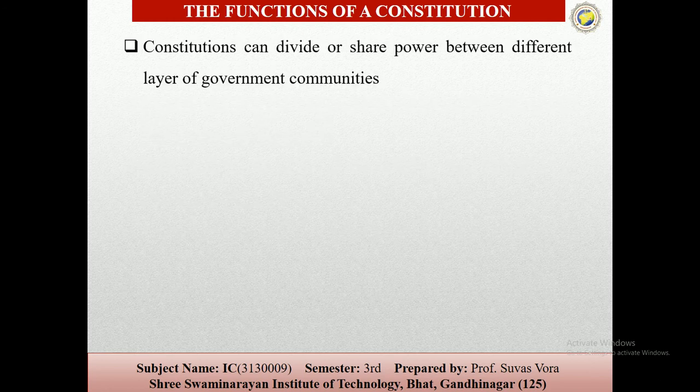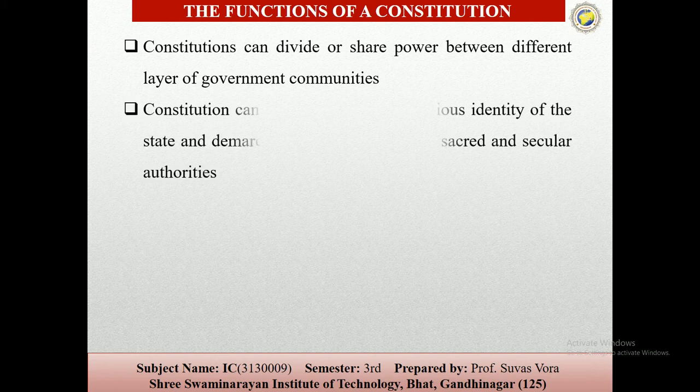Then the constitution can divide or share power between the different layers of the government committees. जैसे ही हमको जानते हैं कि गवर्नमेंट में अलग अलग कमिटीज़ है, लोअर कोर्ट्स है, हायर कोर्ट है, सुप्रीम कोर्ट है, उस टाइप की अलग अलग जो है वो उसमें डिवाइड किया हुआ है.